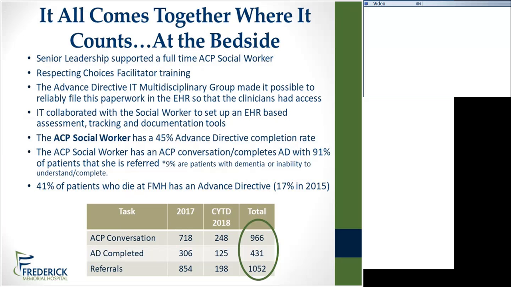And with these outcomes, our senior leadership did support hiring a full-time advanced care planning social worker. As time has gone on, she has a 45% advance directive completion rate, which is above the national average, which is great. We increased the number of patients who have advance directives when they die. It's up to 41% now. We started out at 17%. We have a long way to go from what La Crosse, Wisconsin has, but we'll get there.